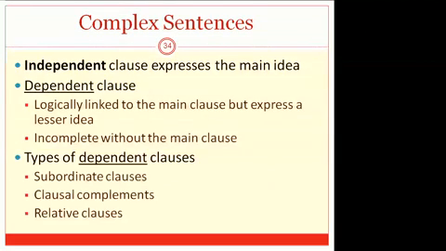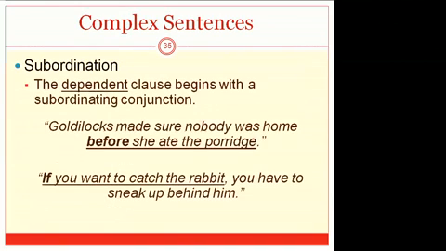There are three forms of dependent clauses: subordinate clauses, clausal complements, and relative clauses. Let's look at each of those types of dependent clauses. In subordination, or the forming of a subordinated clause, the dependent clause begins with a subordinating conjunction. For instance, Goldilocks made sure no one was home before she ate the porridge.